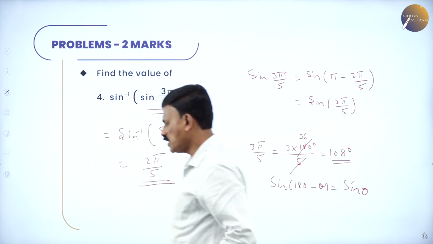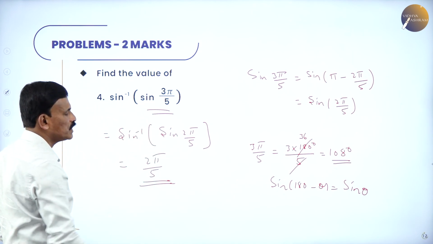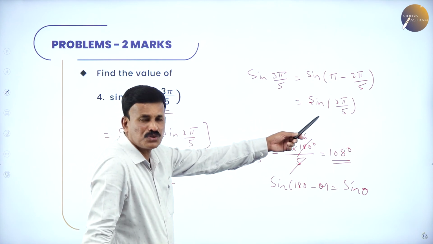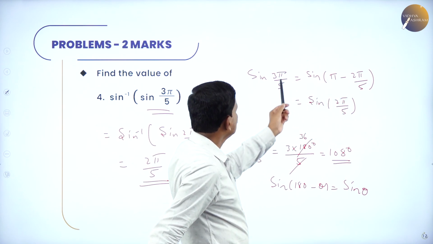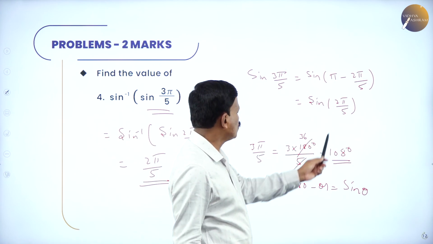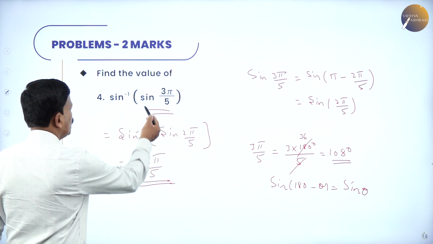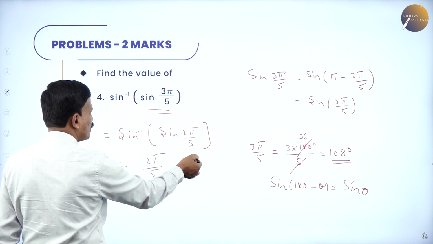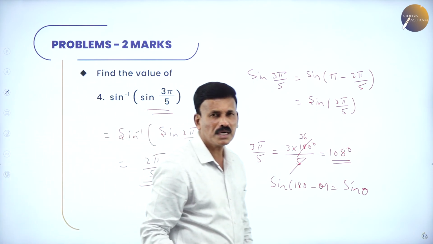Listen once again carefully, I will explain once again. Sine 3 pi by 5 can be written as sine of pi minus 2 pi by 5. Take the LCM, 5: 5 pi minus 2 pi is 3 pi by 5. Since this is of the form sine 180 minus theta, which is equal to sine theta, substitute here. Sine inverse of sine 3 pi by 5 is nothing but sine inverse of sine of 2 pi by 5. Sine inverse gets cancelled. That is equal to 2 pi by 5.